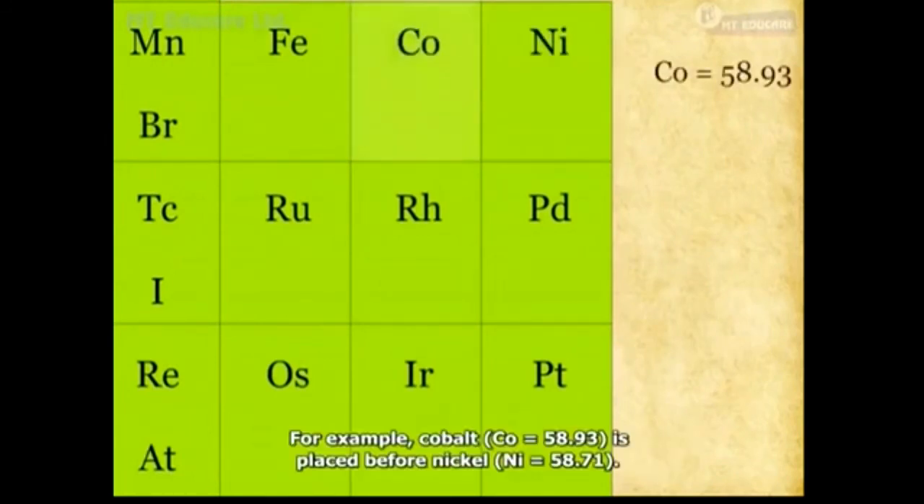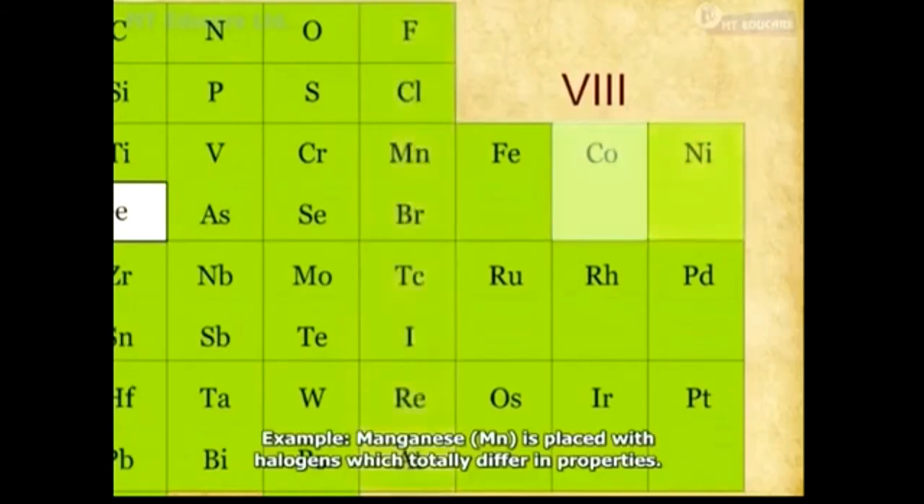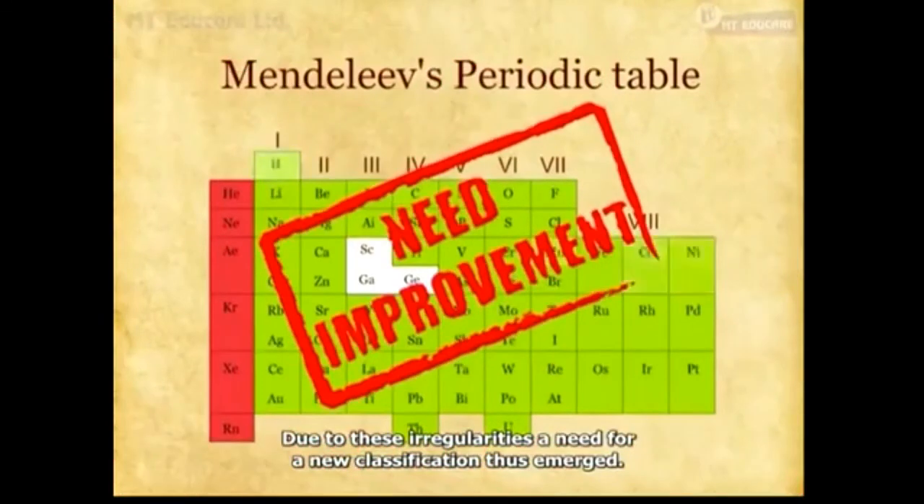For example, cobalt, whose atomic mass is 58.93, is placed before nickel, whose atomic mass is 58.71. Also, some elements placed in the same subgroup had different properties. For example, manganese, Mn, is placed with halogens, which totally differ in properties. Due to these irregularities, a need for a new classification thus emerged.